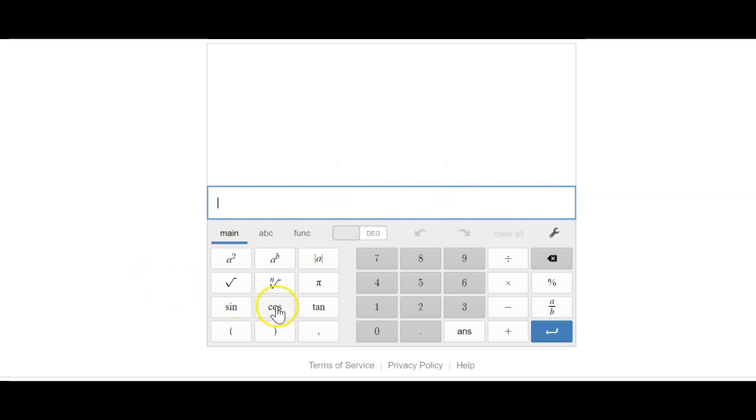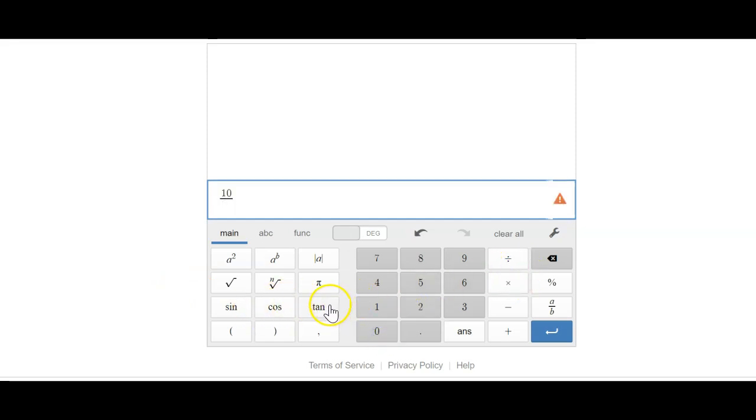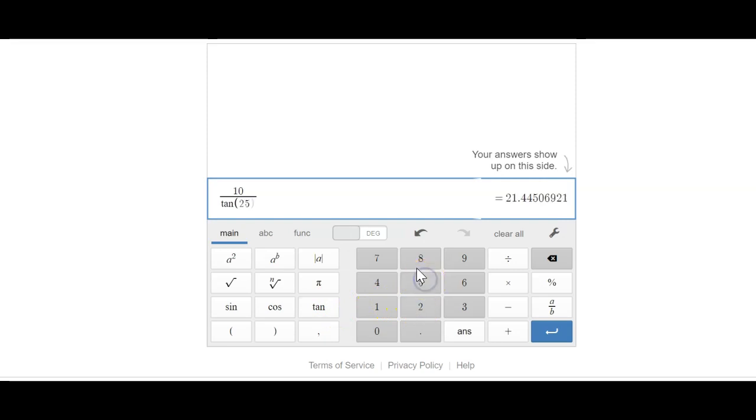Let's see, I think Scientific has trig functions. There it is, sine, cosine, and tangent. And I'm going to say, what is 10 divided by the tangent of 25? Now this is in degree mode. If you don't have this calculator here, make sure that your calculator's in degree mode. Those TI-83s, the graphing ones that you used in high school, most likely are already in radian mode, which notice gives us a weird answer here. So if you get a weird answer, see if your calculator's in radian or degree mode.